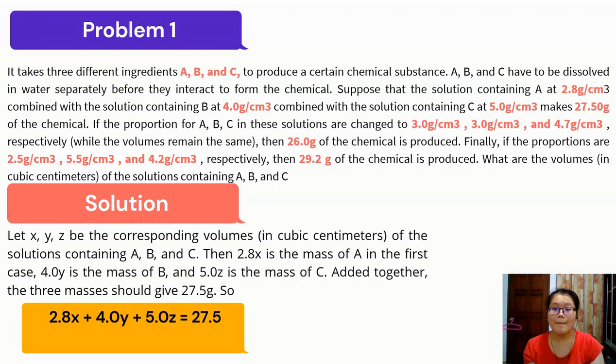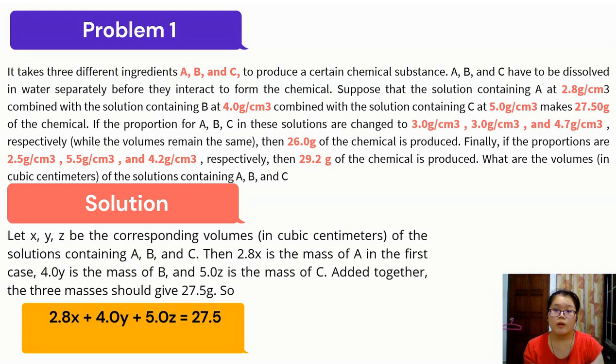Good day everyone, my name is Agnes Lee, matric number 2697881. So today I will explain problem 1 that we need to solve in this assignment. First and foremost, there are three different solutions A, B, C used in order to produce a certain chemical substance. So there are three equations in this problem.